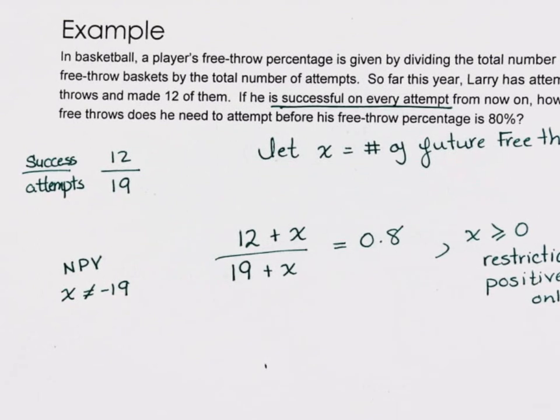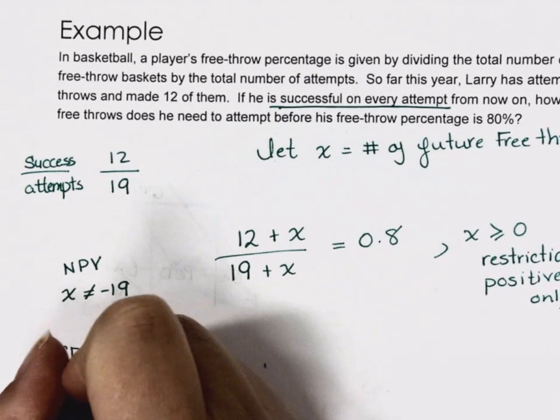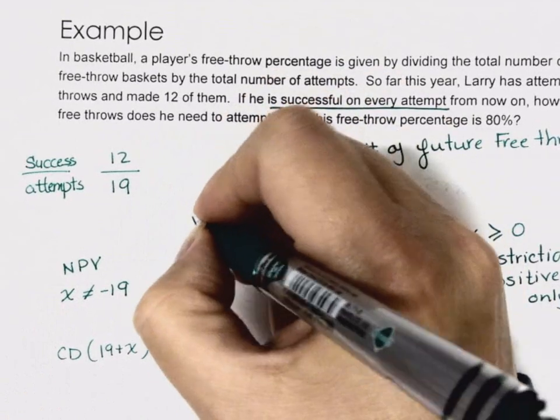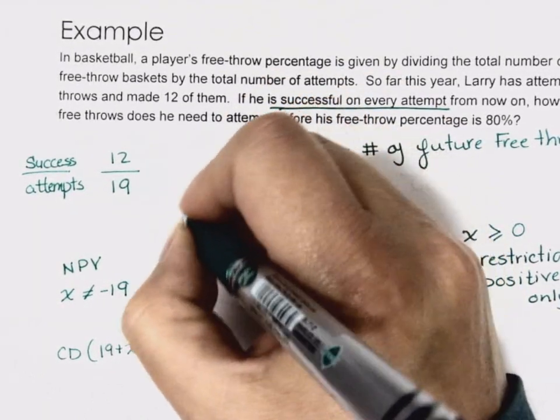Okay, let's go ahead. So step 1, factor everything. Step 2, non-permissible values. Step 3 is common denominator. So my common denominator is 19 plus x. So I'm going to multiply tops only by 19 plus x.